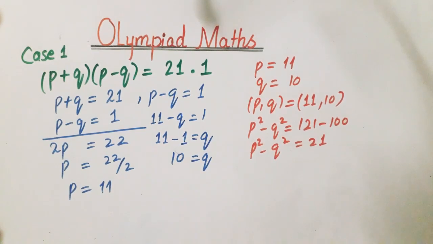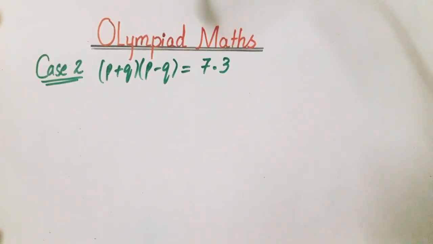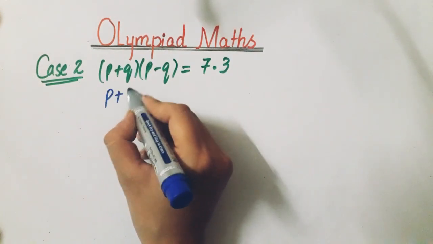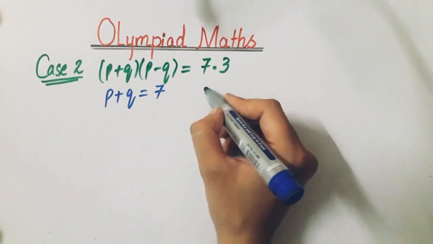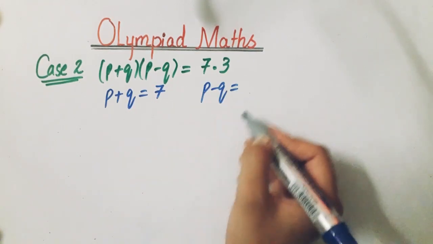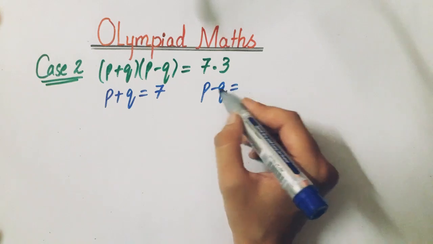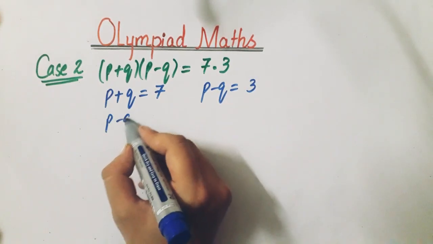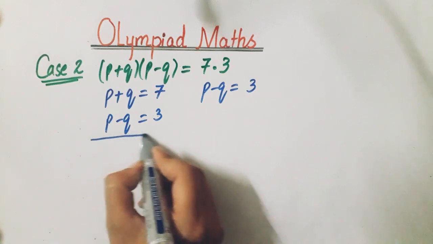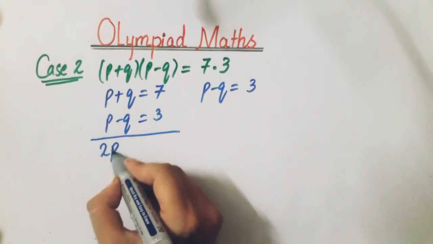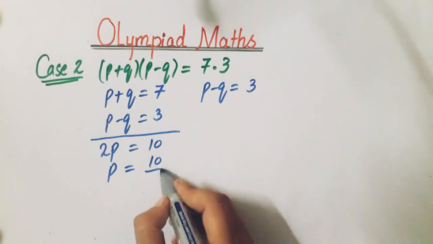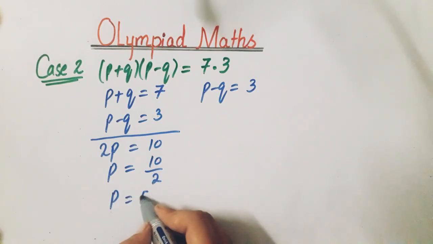Now we will discuss the second case. We have the second case, (p plus q) into (p minus q) equals 7 into 3. It means that p plus q equals 7 and p minus q equals 3. We will again add both the equations. So we get 2p equals 10, which implies that p equals 10 by 2, p is 5.